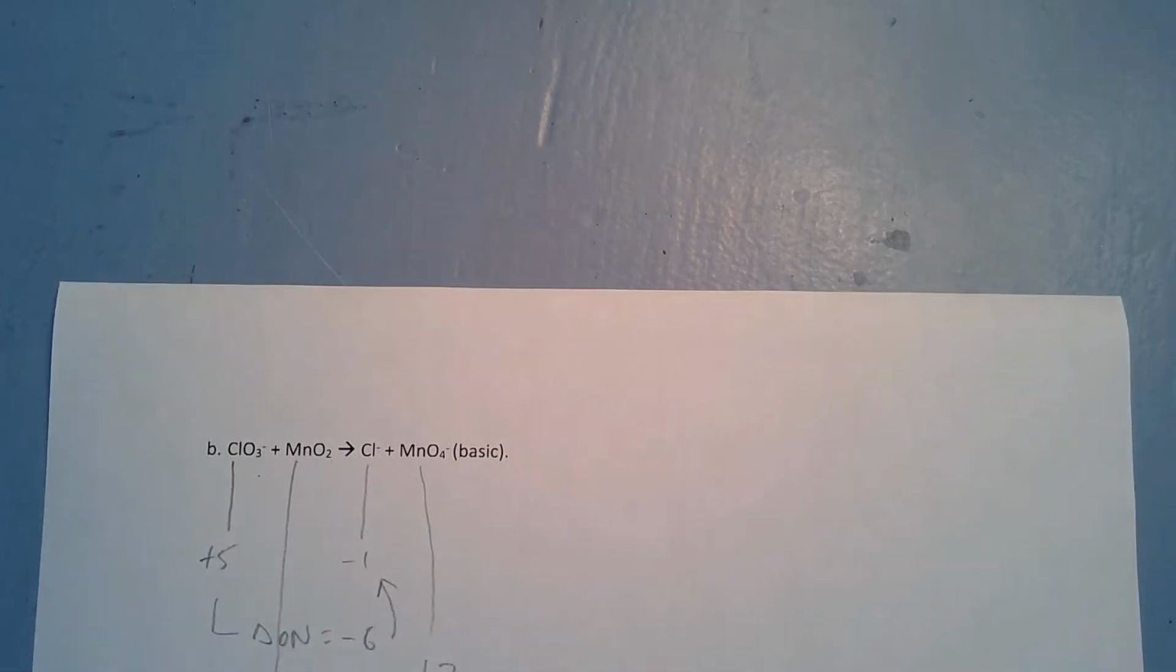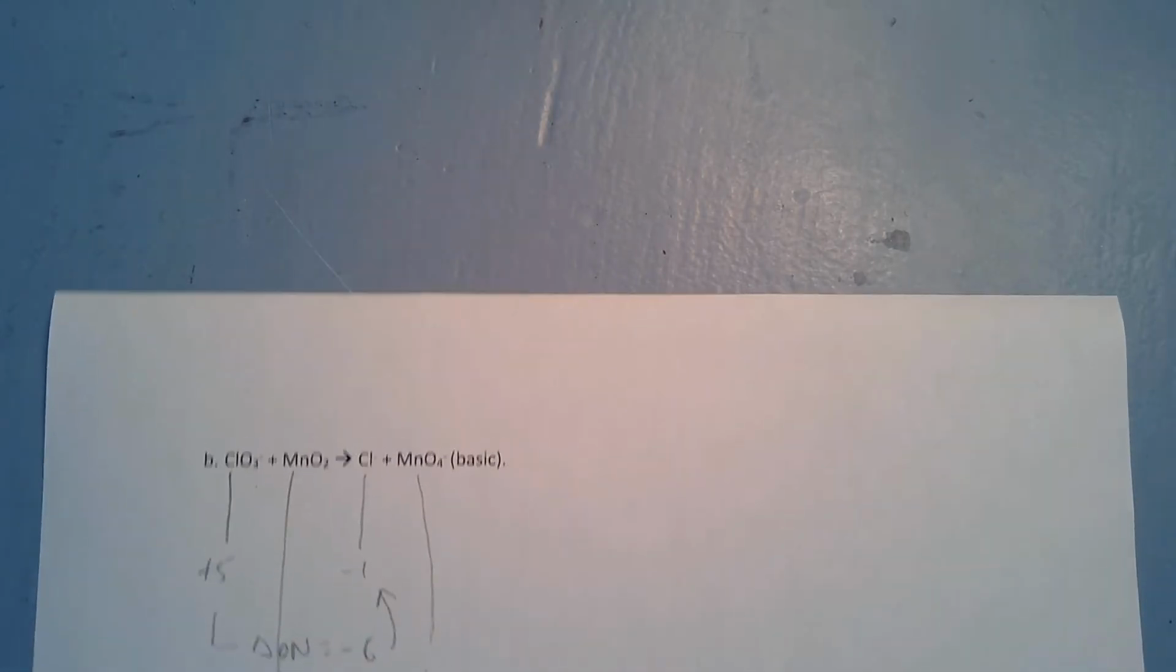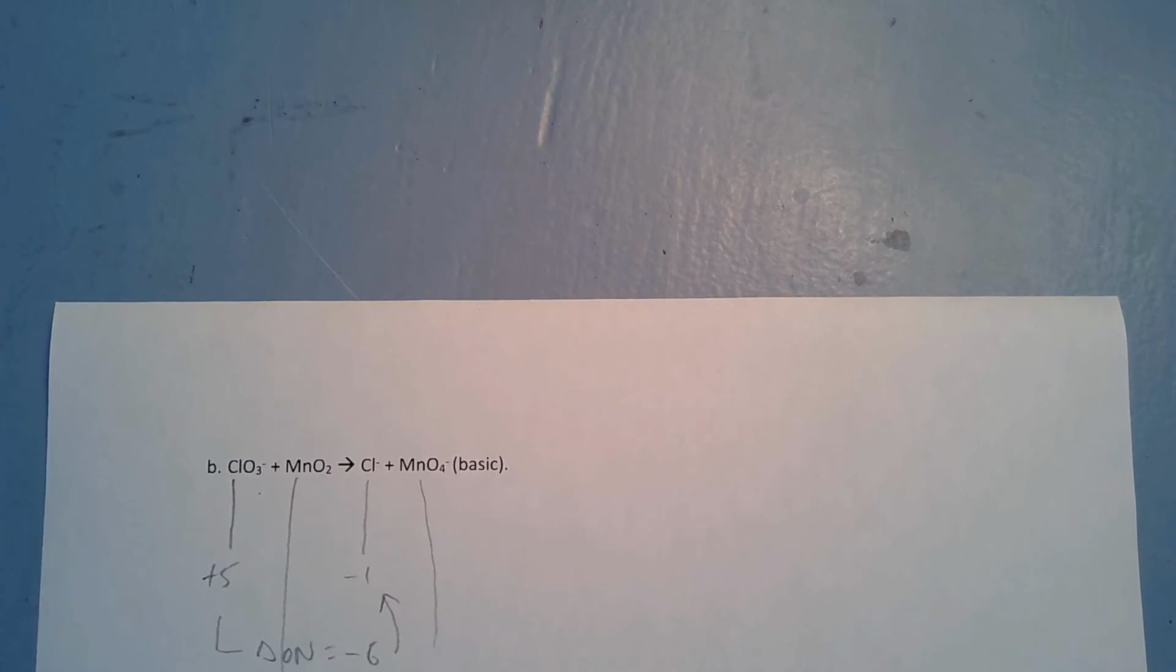Okay, so that gives you plus 5 minus 1, so the change in oxidation number is minus 6. So we went from positive 5 to minus 6. So that means this has been reduced, right? Because it's due to a gain in electrons.